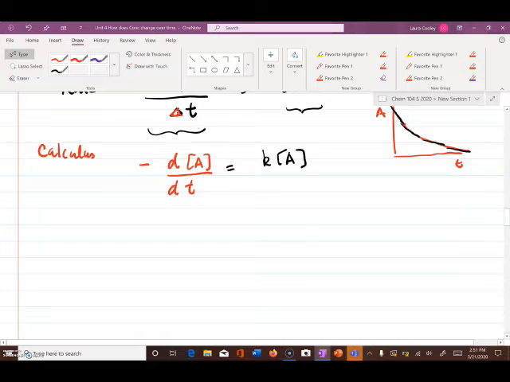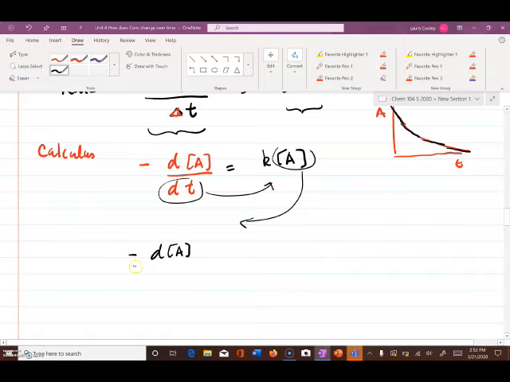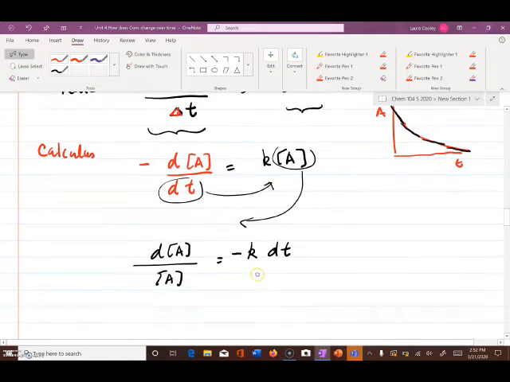So the first thing you're going to do is put the concentration of A on the left side, and this dt is going to go on the right. So we're going to use algebra to make this minus dA over the concentration of A equals k dt. And then actually I'm going to take this negative sign and move it over to the other side.